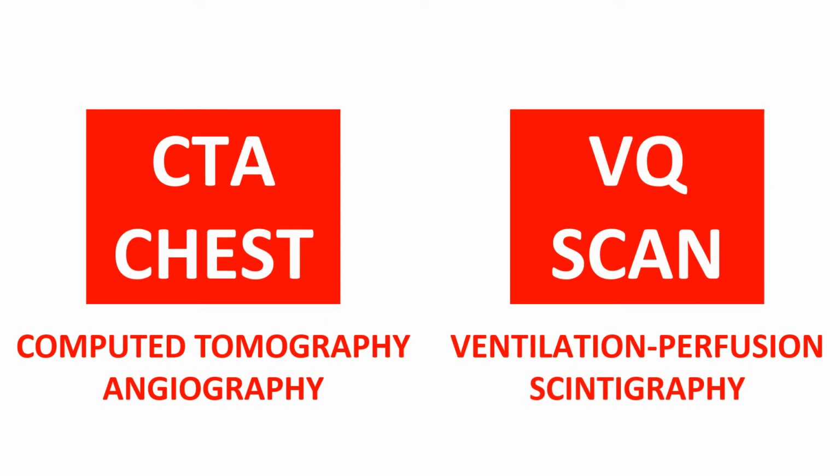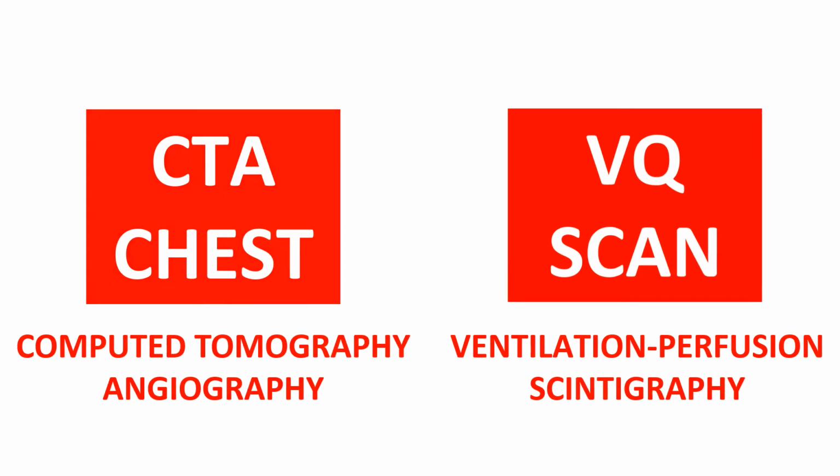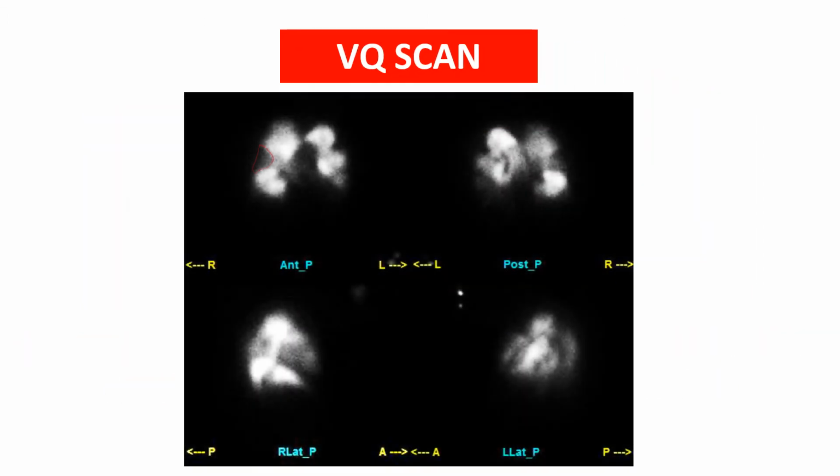VQ scans rely on comparing ventilation and perfusion images to evaluate for perfusion defects. It has less diagnostic accuracy than a CT angiogram in an acute PE. VQ scans definitely play a role in the diagnosis of chronic PEs. Here are a few representative images from a VQ scan that show bilateral perfusion defects.